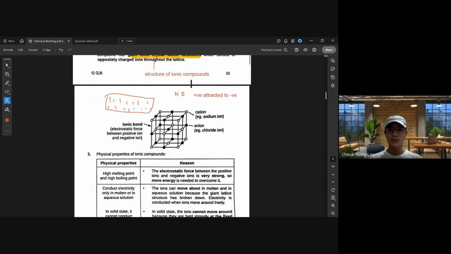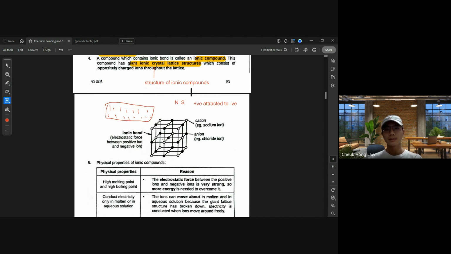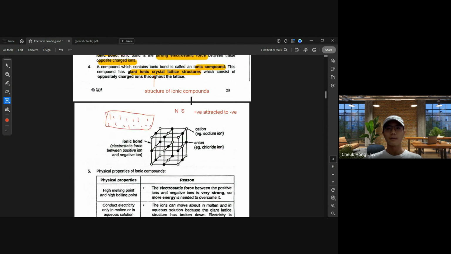So this is how the structure looks like for sodium chloride, for example. And this line over here is the ionic bond, which is also the electrostatic force, the attraction between the positive ion and the negative ion. So you see the ions are held together, they can barely move. They can't even move. Why? Because the force is just too strong, they're holding it together. So that's the structure in a solid state of ionic compounds.